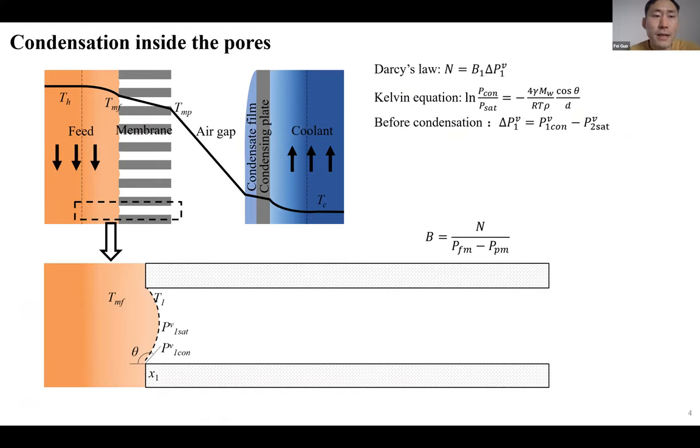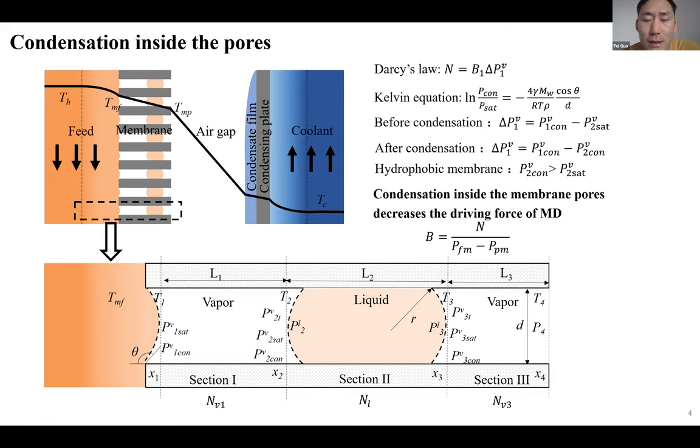The condensation inside the membrane pores can be shown in the following mechanisms. The mass transfer in cylindrical pores can be described by Darcy's law. In hydrophobic membranes, when condensation happens, the mass transfer should be described as in the following picture. In a hydrophobic membrane, the contact angle is higher than 90 degrees, so the condensation pressure may be higher than the saturated vapor pressure. That is, condensation inside the membrane pores may decrease the driving force of MD. So the B values established by Darcy's law from the permeate flux, the feed temperature and the cooling temperature may decrease.